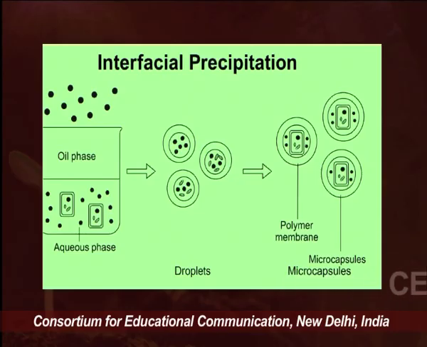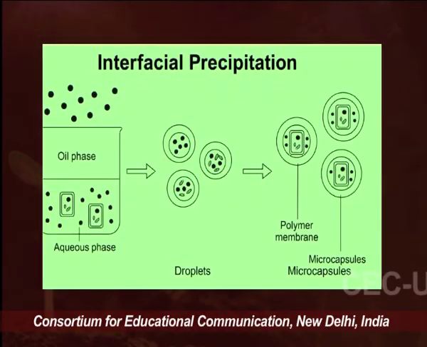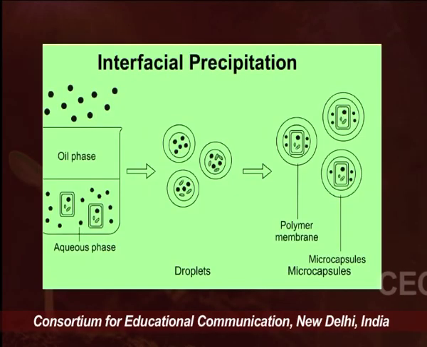We can see that there is an aqueous phase which contains the cells. To this aqueous phase, we add an oily phase which forms the droplets, and these droplets entrap these cells. So a sort of hydrogel is formed. Now to these hydrogel droplets, the polymer is added which forms a membrane around these droplets, thereby microencapsulating them.